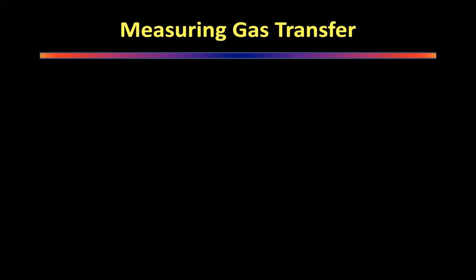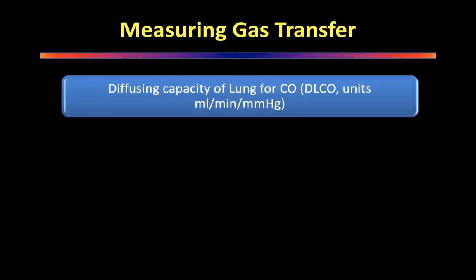How do you measure gas transfer? So you measure it using a unit called DLCO, which is diffusing capacity of the lung for carbon monoxide. Okay, so a lot of people don't know the full form of DLCO. I found this in the exam that when we ask you what is DLCO, they don't know the full form of DLCO. They just know it's DLCO. They use it every day in their practice, but they don't know what is the full form of DLCO.